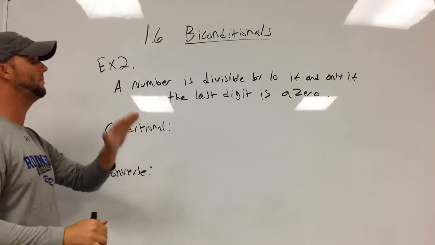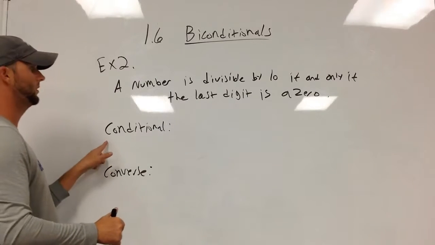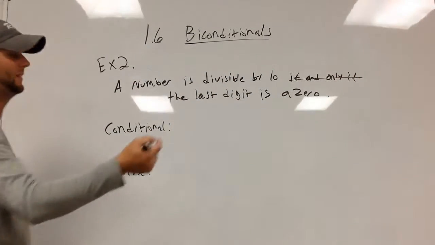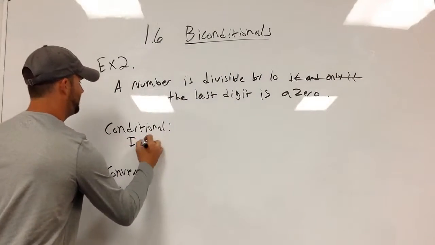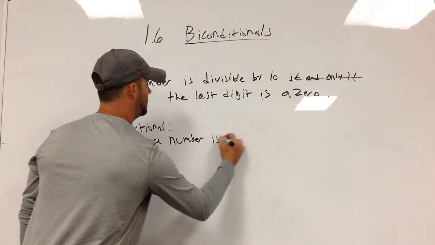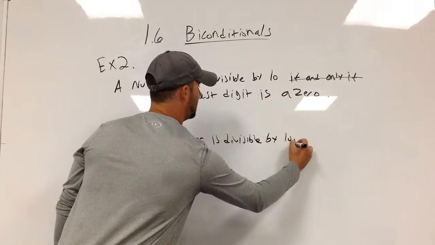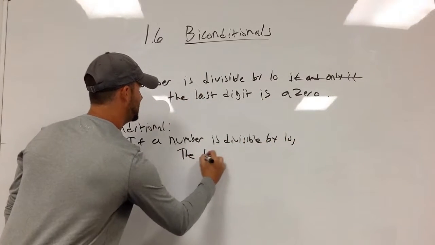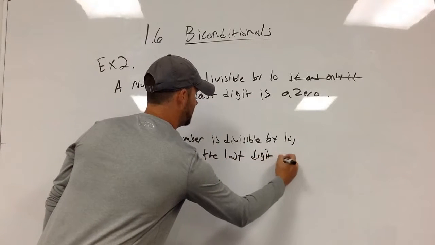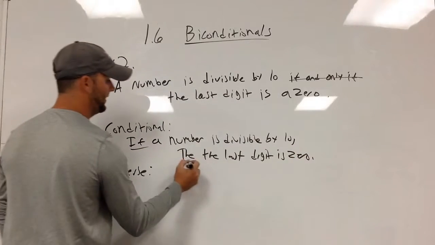A number is divisible by 10 if and only if the last digit is 0. I told you if we're going to do the conditional, I'm going to drop the if and only if, and put in if and then. So: if a number is divisible by 10, then the last digit is 0. That is going to be your conditional because I put the if and then in there.